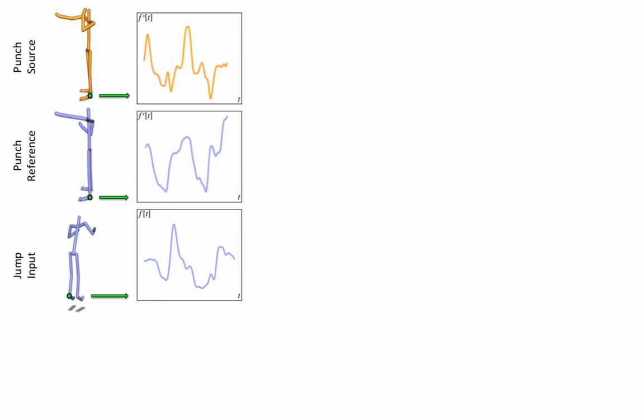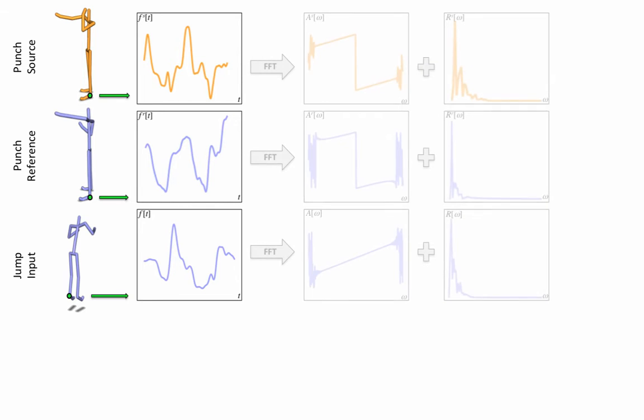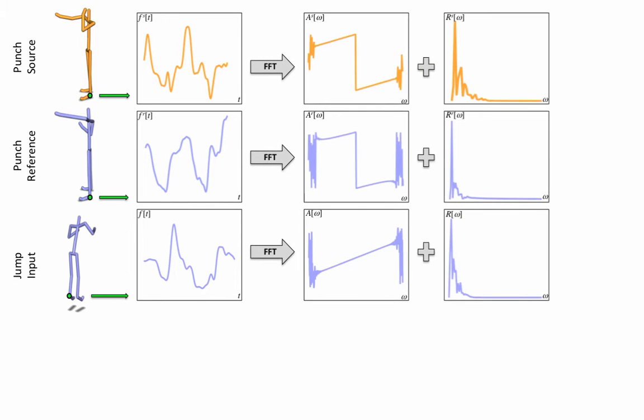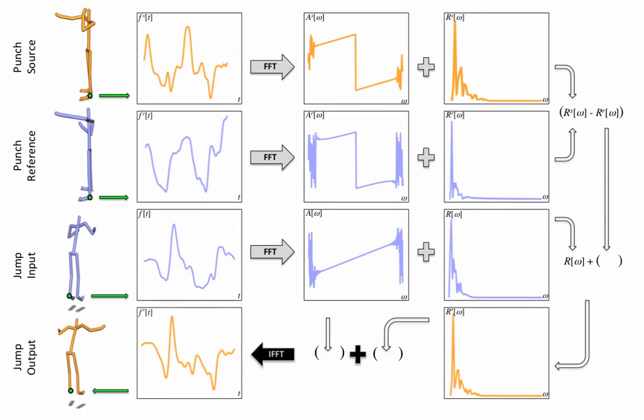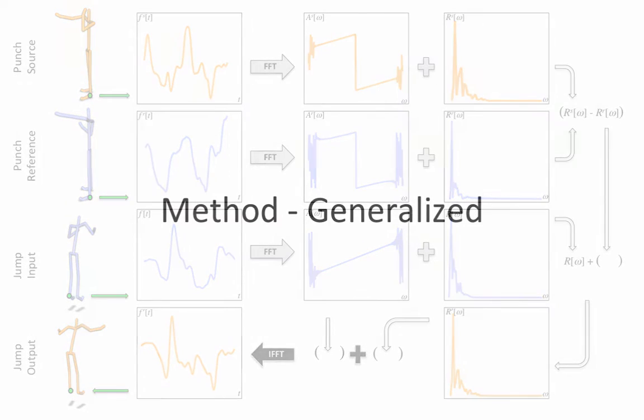Our core method decomposes each degree of freedom of the skeleton hierarchy independently into the spectral domain. We then analyze the difference between a source and reference action available in the database and apply this difference to the input motion in the magnitude component of the signal. Using the original phase information to keep synchronization intact, we reconstruct the stylized motion.